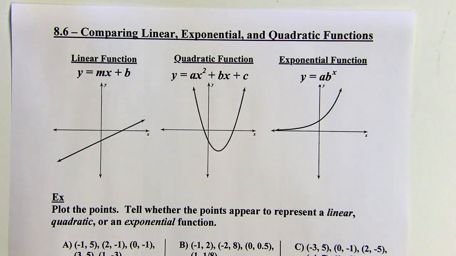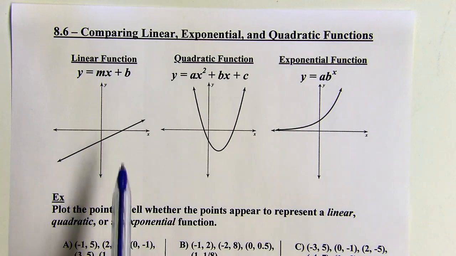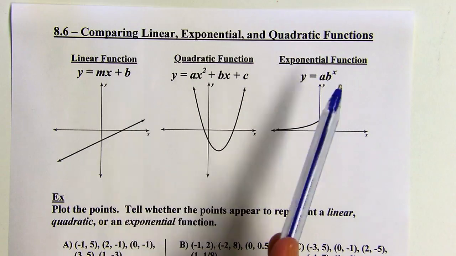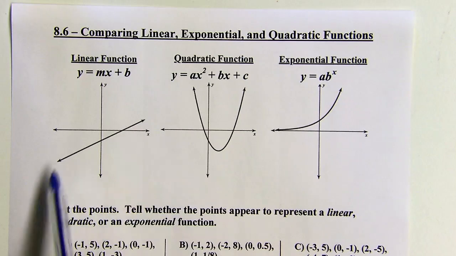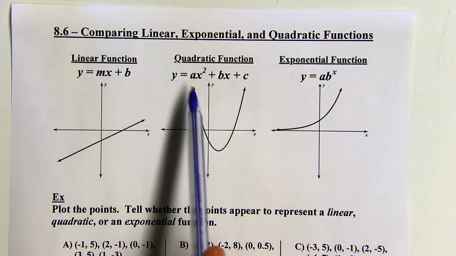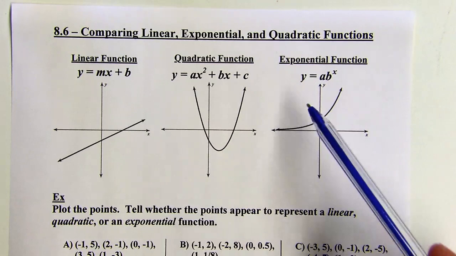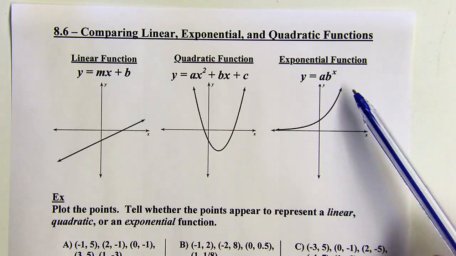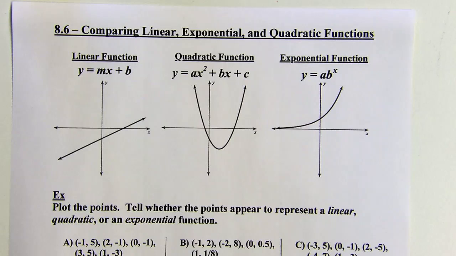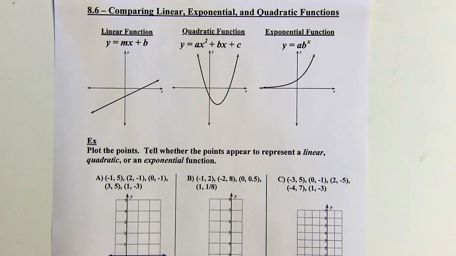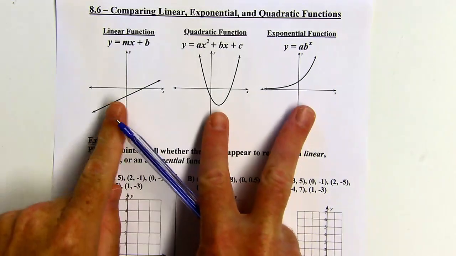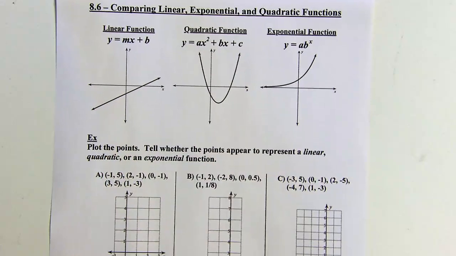8.6, comparing linear, exponential, and quadratic functions. So here we've got the standard form of these three types of functions, and we've also got what they look like. A linear function is going to be a straight line, a quadratic function is going to be a parabola, and an exponential function will be a curve that looks something like this. So on this first set of problems, all we're going to do is plot a set of points and try to decide, does it look like one of these three types of functions, okay?